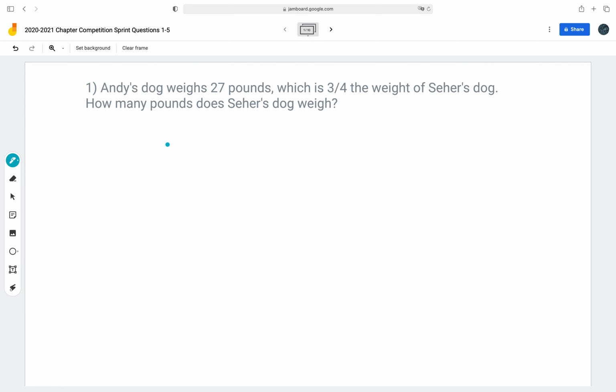So the first question: Andy's dog weighs 27 pounds, which is 3/4 the weight of Sahar's dog. How many pounds does Sahar's dog weigh?